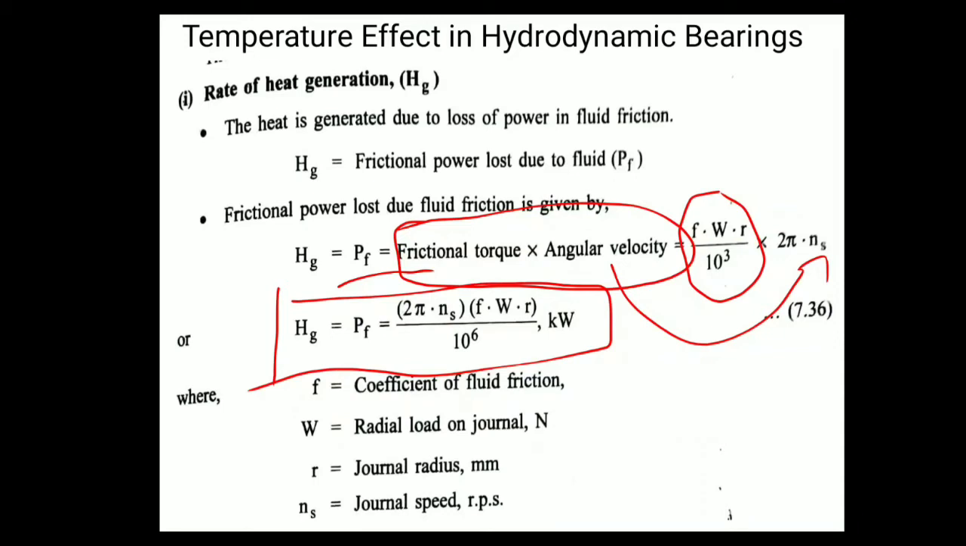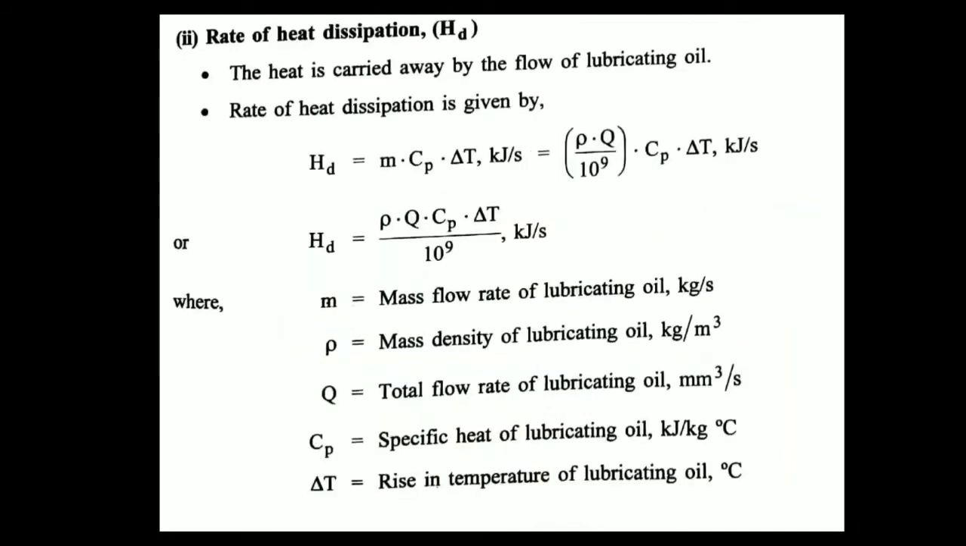So F is the coefficient of friction, W is the total load applied at the center, R is the journal radius, and ns is the shaft speed. Clear? This is the heat generation.